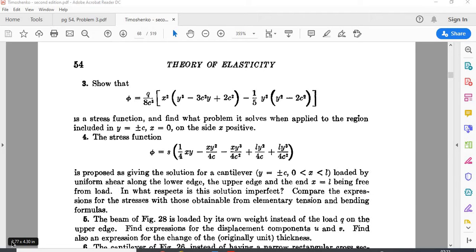Hello students, so I'm going to continue the sequence of solving the problems one by one in Timoshenko. So now let's move to the next one, which is problem number 3 on page 54.